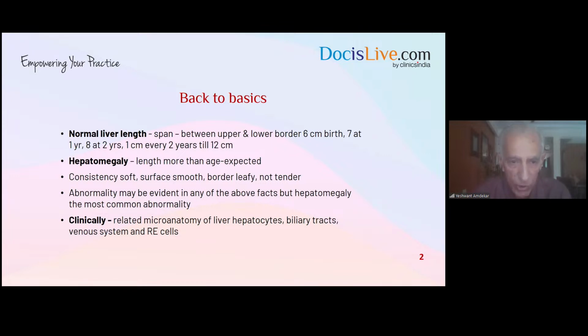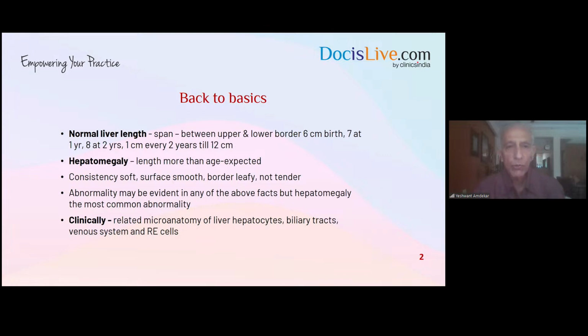One is, of course, hepatocytes, which are liver cells. Another is the biliary tracts. The third is the venous system. You know, the liver has two types of venous systems, the portal venous system and also the general systemic venous system. And then the fourth component of the liver is reticuloendothelial cells.